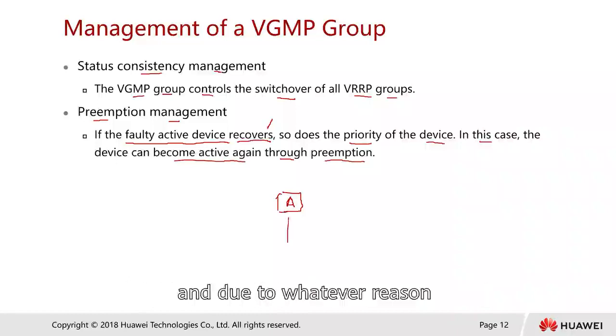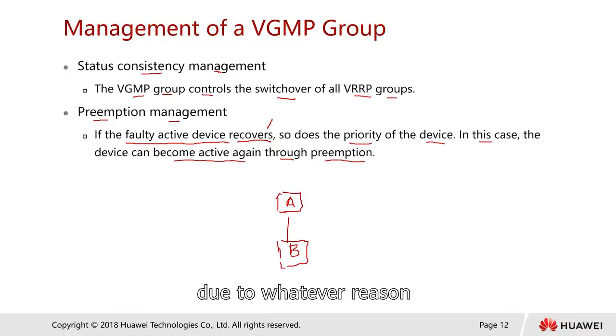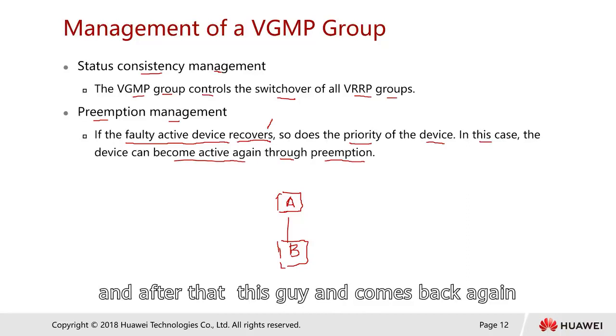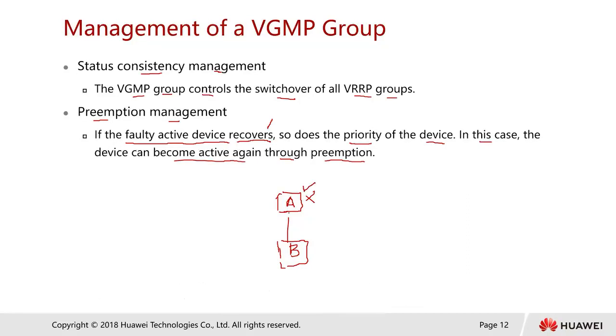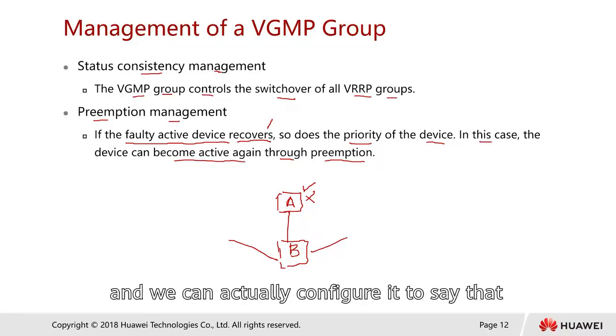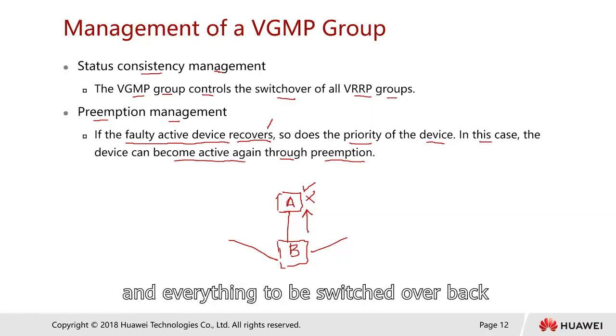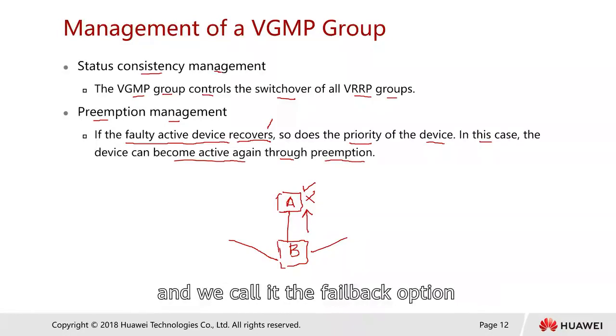So if this is the active firewall, and for whatever reason it fails over to the standby or backup, and after that it comes back again, while B is handling the traffic, we can configure it to say that after a certain delay we want the sessions and everything to be switched back, which we call the failback option, back to firewall A. This is called preemption.